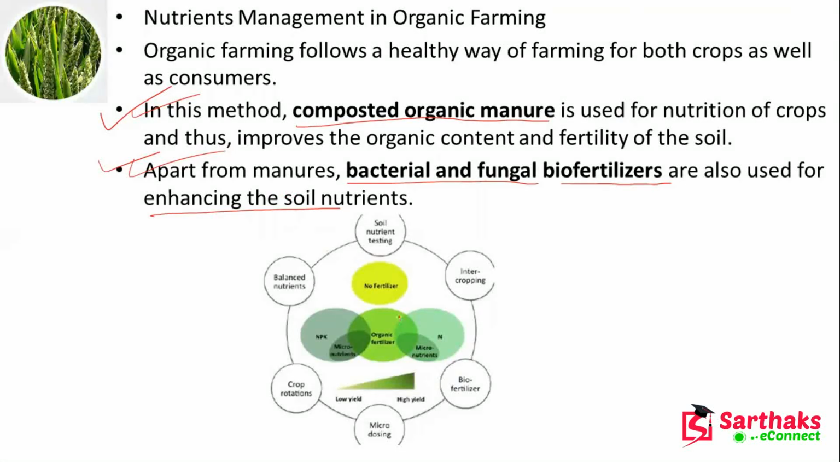Here you can see that for organic fertilizer, no chemical fertilizer we are using. Micronutrients, the proportion we are keeping in mind. Biofertilizers we are using. Crop rotation we are using. Balanced nutrition we are thinking about. Soil nutrient testing we are doing, and intercropping we are doing. Also microdosing we are doing. So from a high field you can get a high yield also.